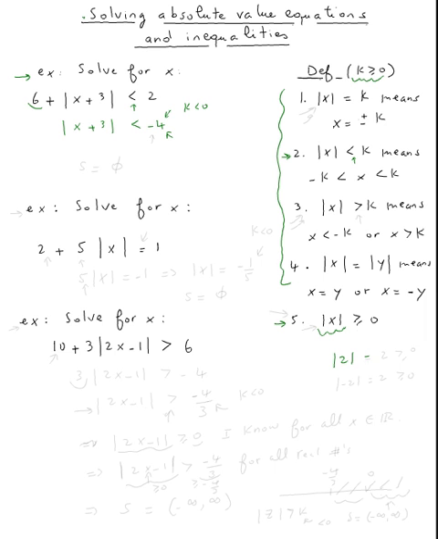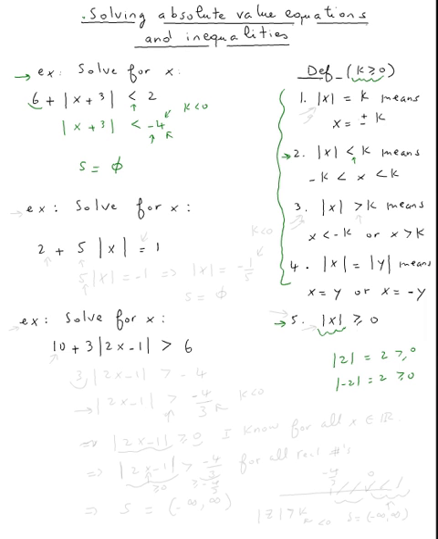Think about it. Absolute value of 2 is 2, positive. Absolute value of negative 2 is also 2, positive. So we can never have a negative number. We can't have absolute value to be negative. So it can't be smaller than negative 4. So what we say here: no solution.